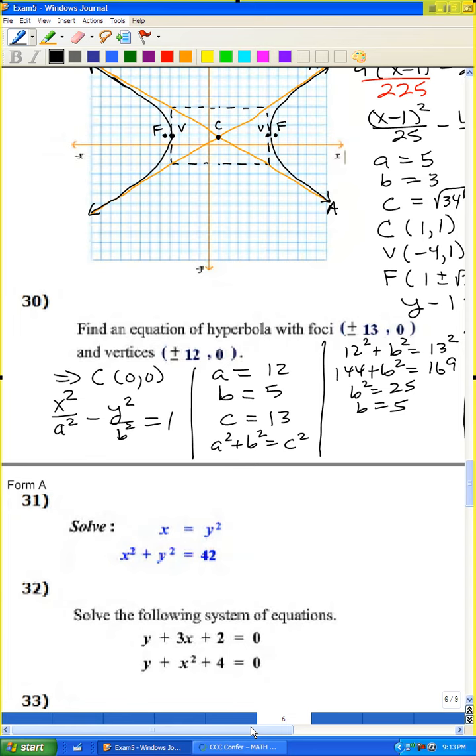Let's do problem number 31. So I'm intersecting a parabola and a circle. Okay, so I can just use substitution, I guess, in this case. So wherever I see a y squared, I replace y squared by x.